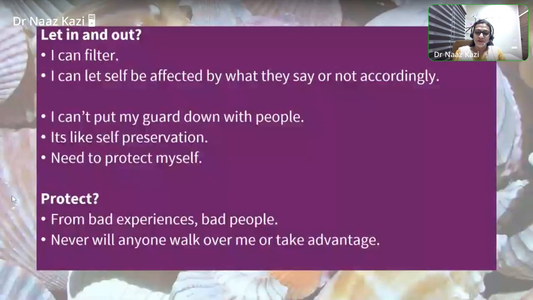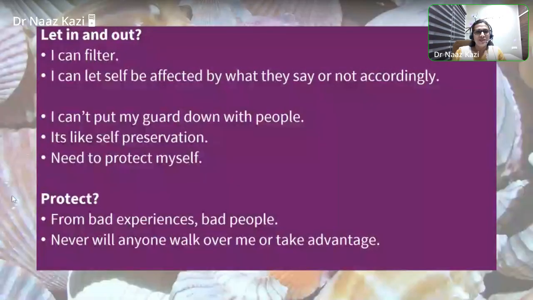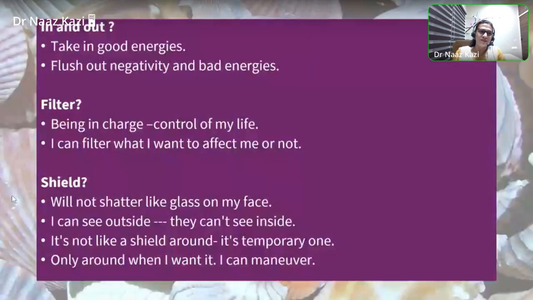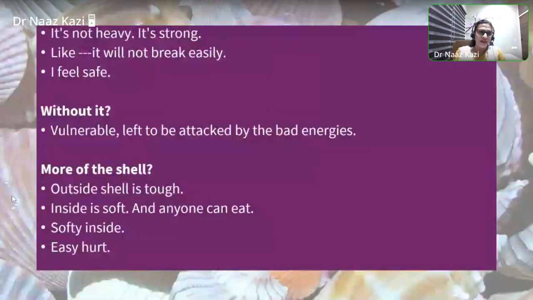It's so beautiful, no? When we go to this level. And then again, just to make sure of everything, I keep on asking the same thing again. I ask her, what is in and out? And she says, take in good energies, flush out negativity and bad energies. Something she had said earlier, she had said it's like a filter, right? So I ask her, what is the filter? And she says, it's like being in charge, control of my life. I can filter whatever I want to affect me or not. If I want something to affect me, I will let it. But if I don't want it, I will filter it out. That's what she meant to say.